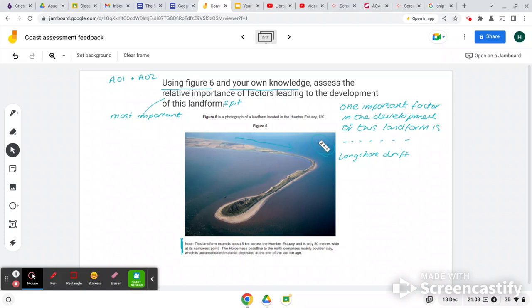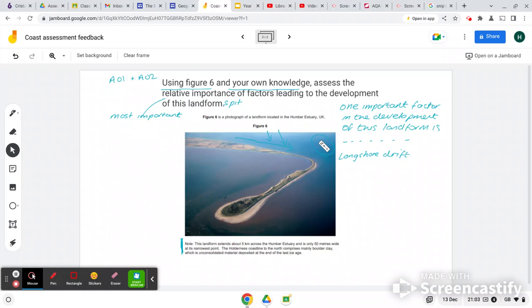So some of you have then gone on to talk about the prevailing winds being an important factor, which they will be. However, here, the prevailing winds are not going to be southwesterly because we have a direction here which is northerly, and we know that this is on the east coast of the UK. So the prevailing winds would actually be northwesterly. So you could talk about the northwesterly prevailing winds hitting the coast at an angle and then transporting the sediment along the coast in a southerly direction. You are therefore using the figure in your answer.